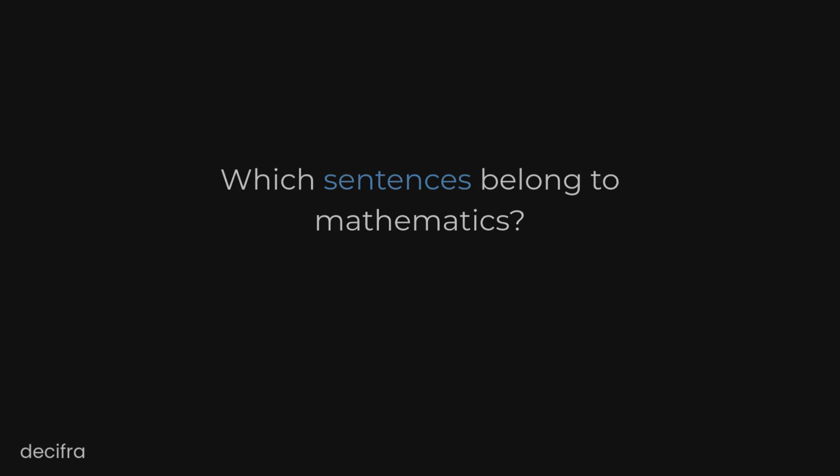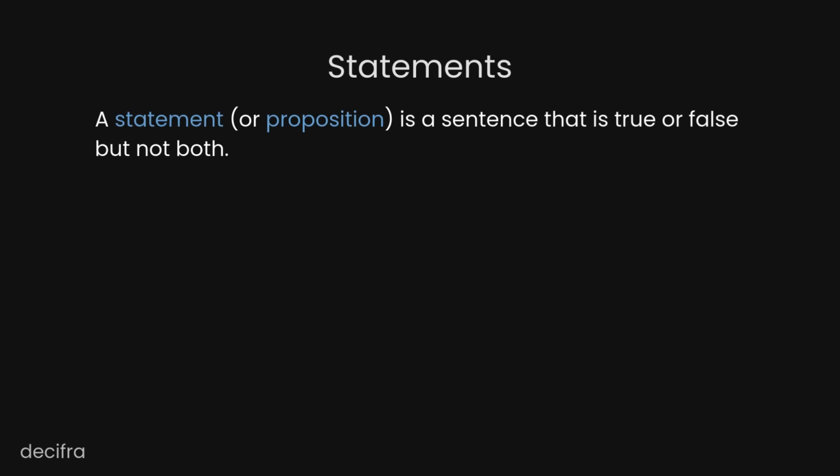The first thing we have to know about is a statement. A statement, also called a proposition, is a sentence that is either true or false, not both, not neither, exactly one of the two. It means a sentence qualifies as a statement when it can be evaluated as either true or false. Let us examine a few examples to strengthen our understanding.